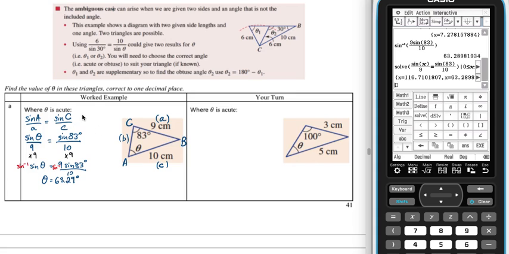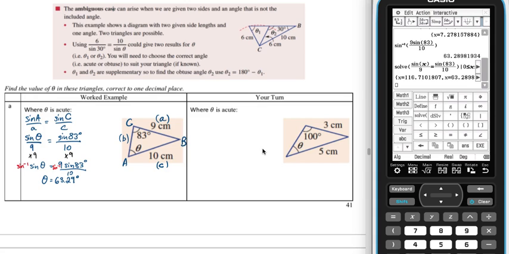Now, in this case, this is called the ambiguous case. We have a 63 degree angle, which is this one here, but this angle can actually be obtuse instead and be 116 degrees. So in this case, we're only looking at the acute, so this is our final answer. So, pause the video and have a go at the your turn, and when you're finished, to check your answer, press play. We're going to have a look at the your turn now.